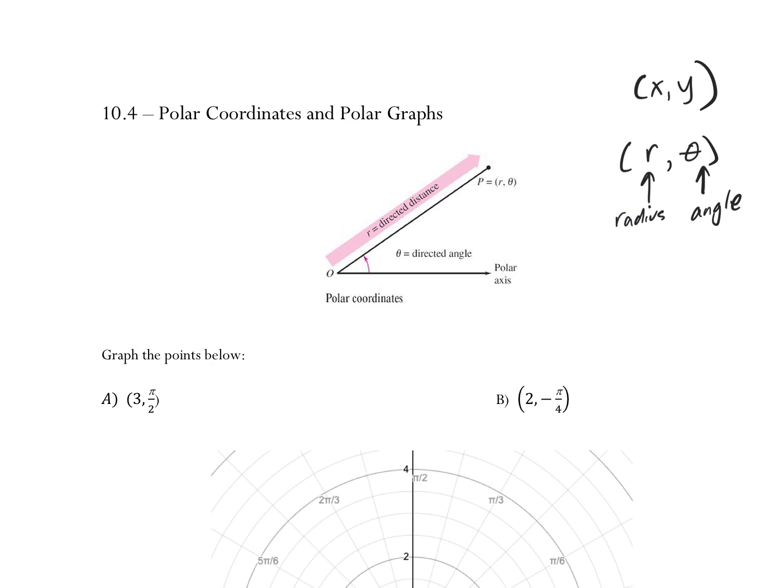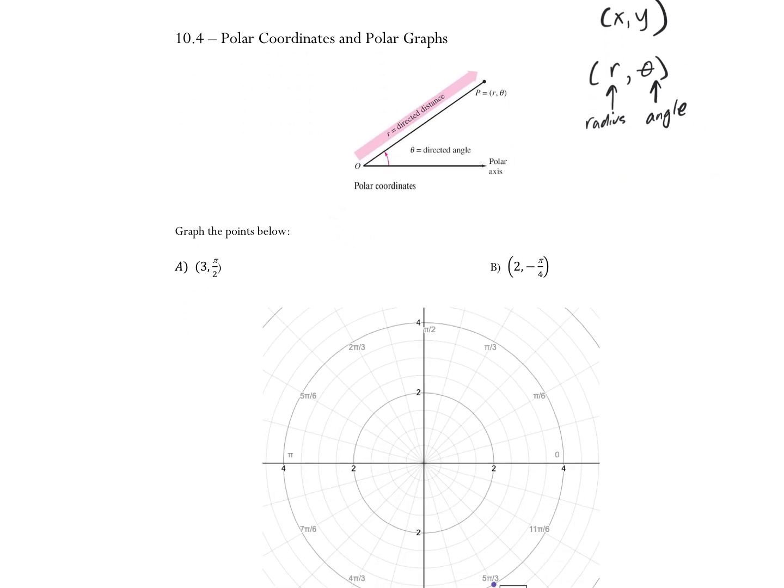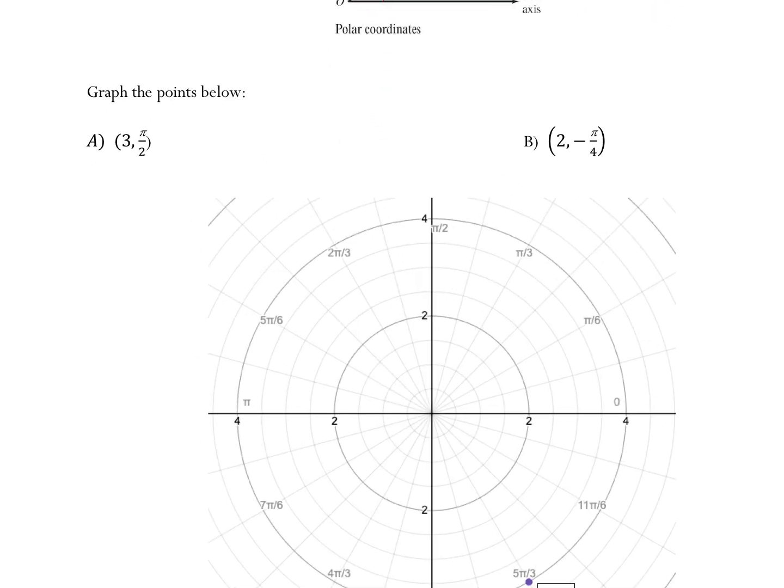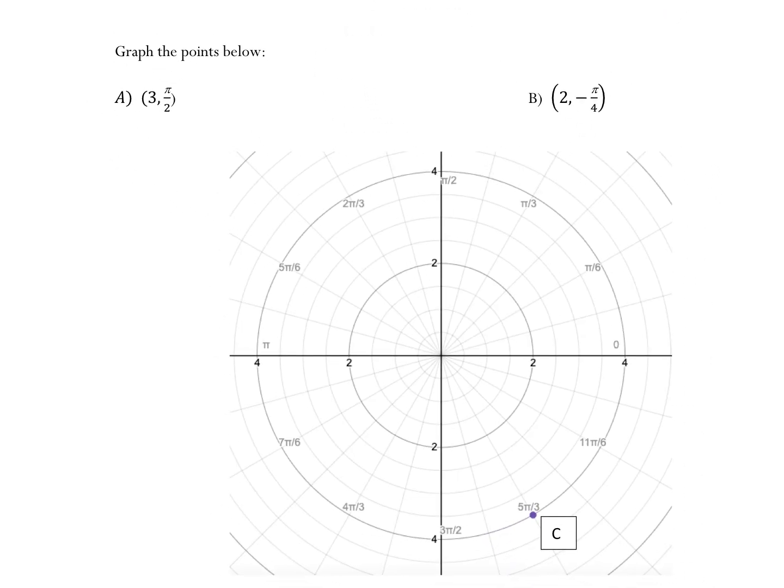Okay, so as we think through, where is the point where the radius is equal to 3 and the angle is equal to pi over 2? Well, let's start with the pi over 2. Where would pi over 2 be? It would be on the y-axis. The radius being 3 would be at the point (0, 3) then, yes? Everybody good?